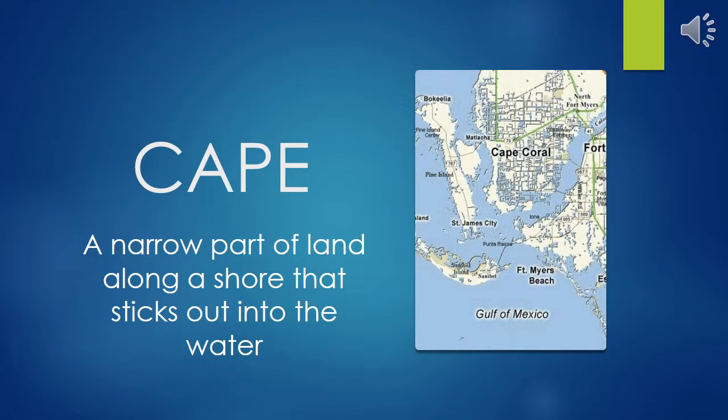Cape, a narrow part of land along a shore that sticks out into the water. Here we see Cape Coral, which is a city on a cape in southwestern Florida.